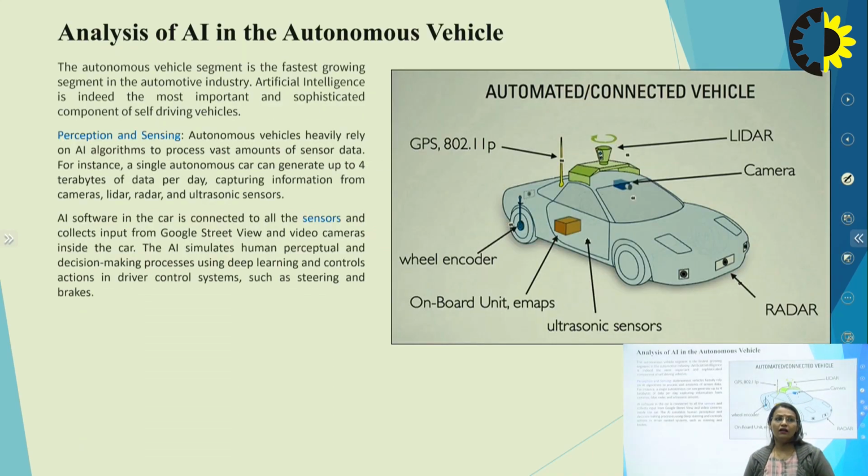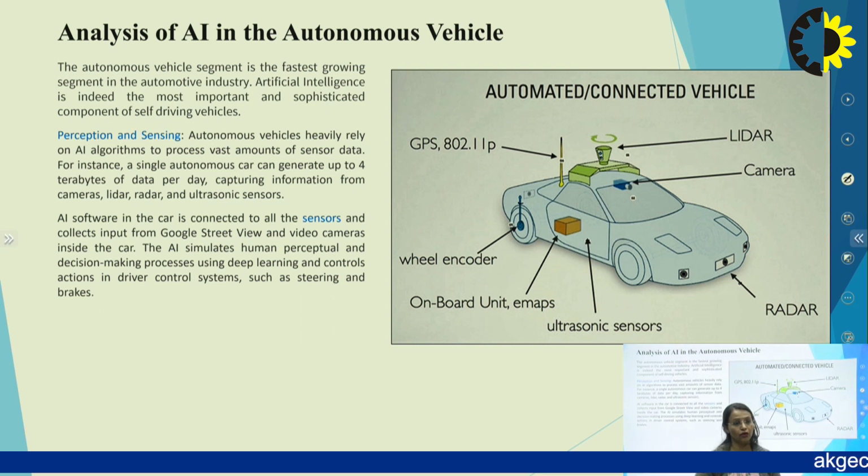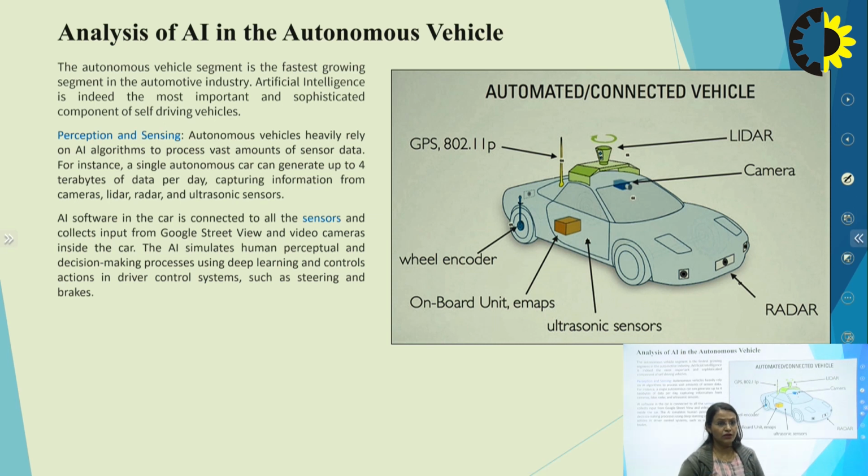When I analyze the autonomous vehicle, this is an emerging field of applications of AI, that is autonomous vehicles and autonomic systems. The autonomous vehicle segment is the fastest growing segment in the automotive industry, providing sophisticated components for self-driving vehicles. In this, perception and sensing are done. As you can see, automated connected vehicles have GPS, wheel encoders, an onboard unit, ultrasonic sensors, radar, lidar, cameras, etc.